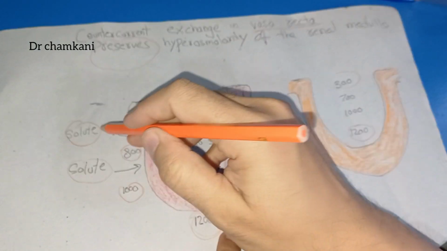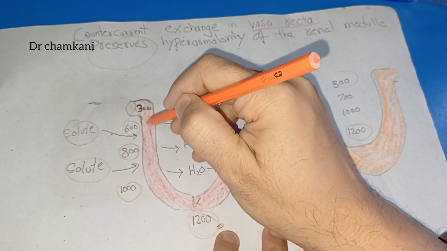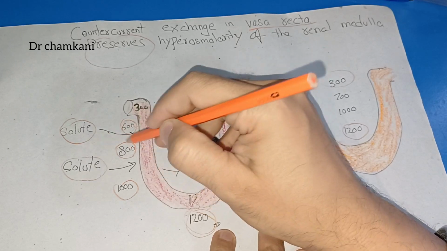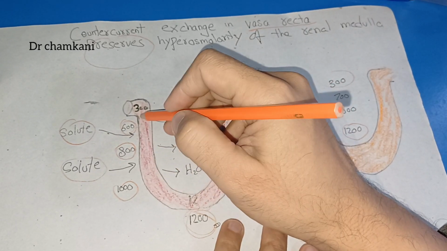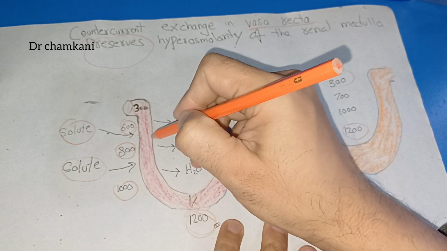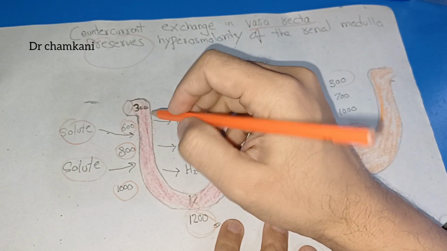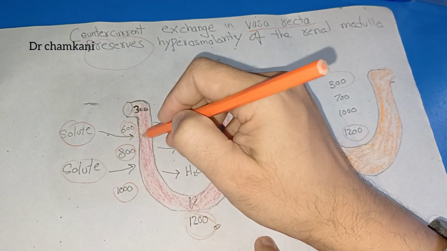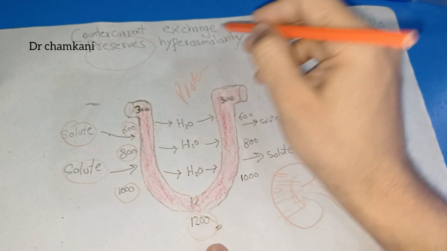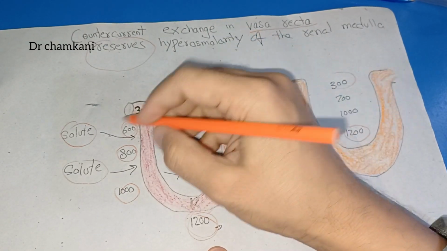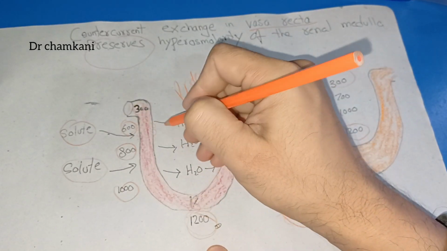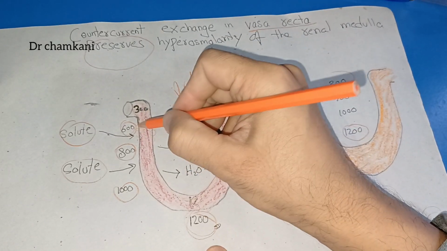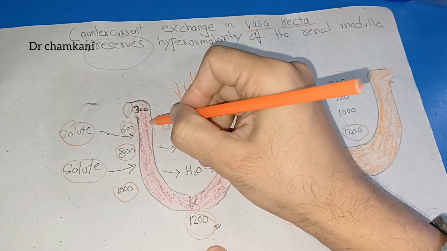We know that solutes always move from a region of higher concentration towards a region of lower concentration. If the solute concentration is 600 here and 300 here, solute starts moving into the blood vessel, and we know this is a capillary and it is very porous. It will allow movement of all kinds of molecules except proteins. So solute starts entering here, and the concentration of plasma in this vasa recta starts increasing. Solute moves in and water moves out, to balance the concentration with the medullary region.